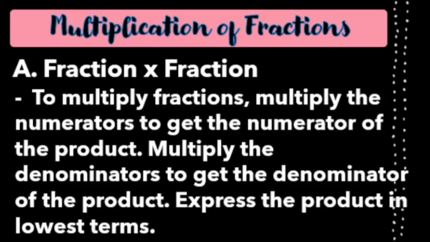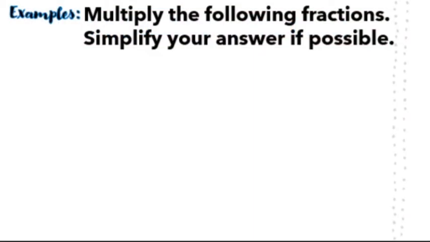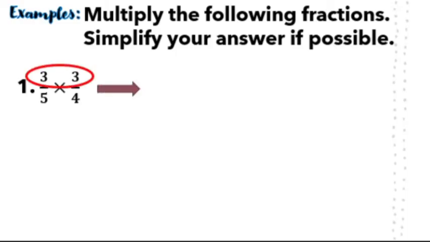Let's elaborate this through some examples. Multiply the following fractions. Simplify your answer if possible. Number 1, 3 over 5 times 3 over 4. To get the product of these fractions, multiply the numerators to get the numerator of the product, and multiply the denominators to get the denominator of the product. Therefore, the answer is 9 over 20.